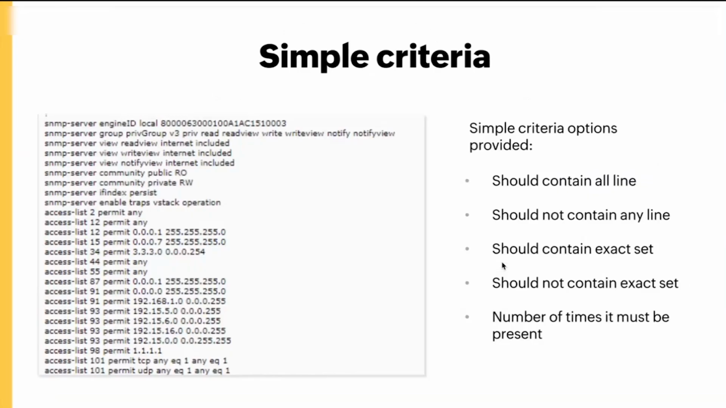Here, during NCM's compliance check, you can select what all should contain, what all shouldn't contain, and whether it should be an exact set or not an exact set in the configuration of the devices. You can select the number of times it must be present, whether it should be any number of times or any particular number of times in the configuration of a device. Let me show you this in the UI.